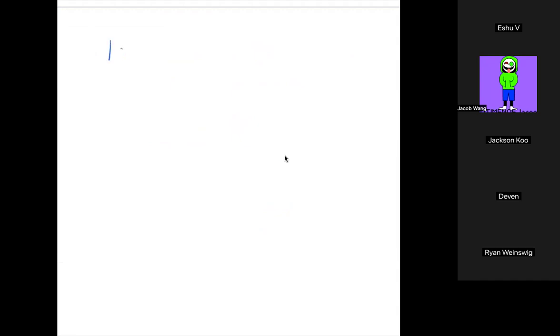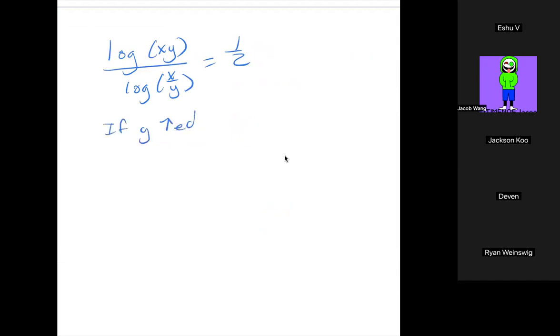So log base 10. The base 10 will be implied here. Log of x over y equals 1/2. So the question is, if y is increased by 50%, what fraction must x be multiplied by to keep this equation true? Any ideas?